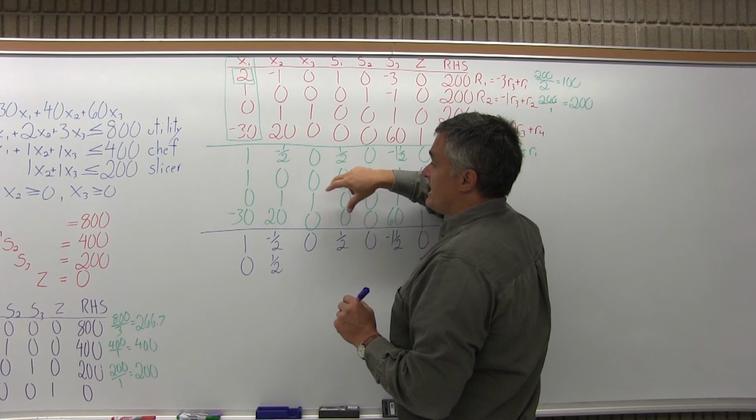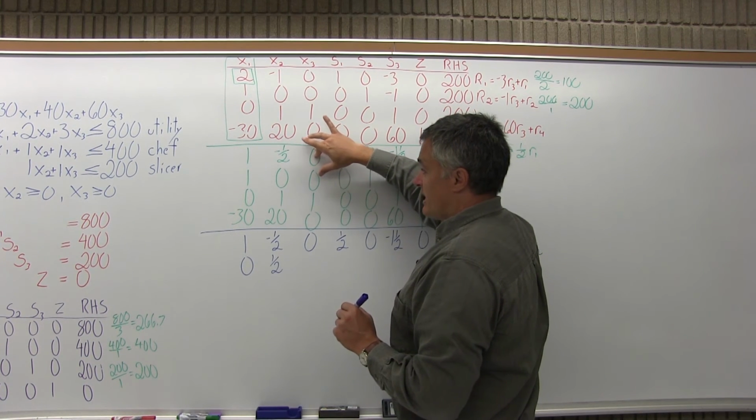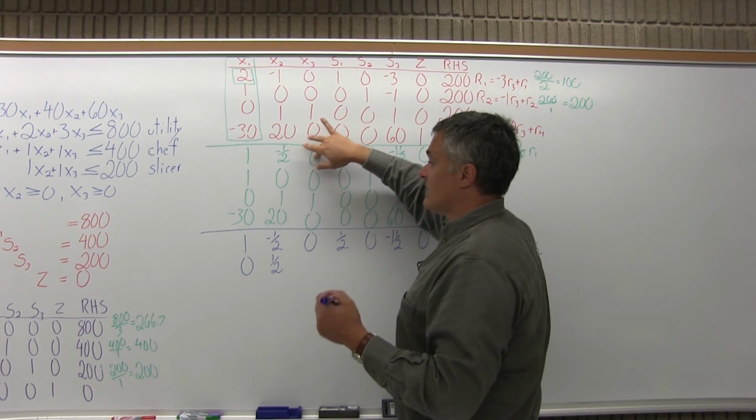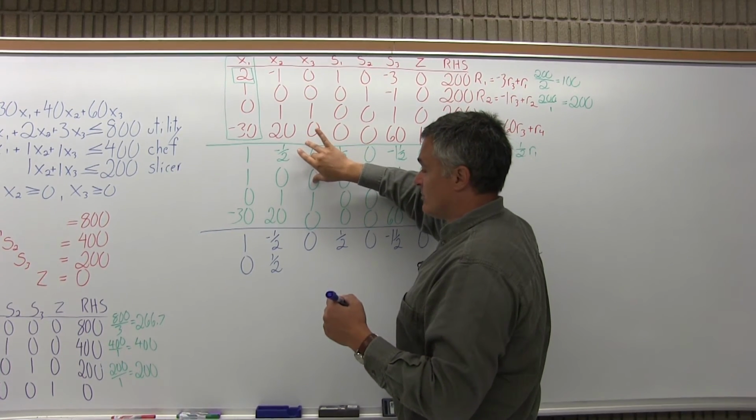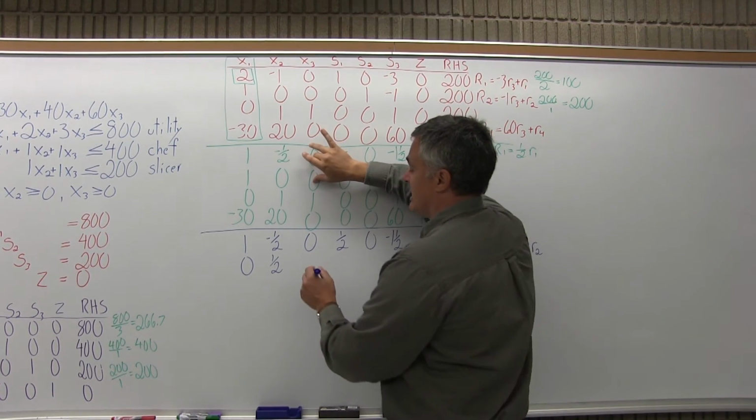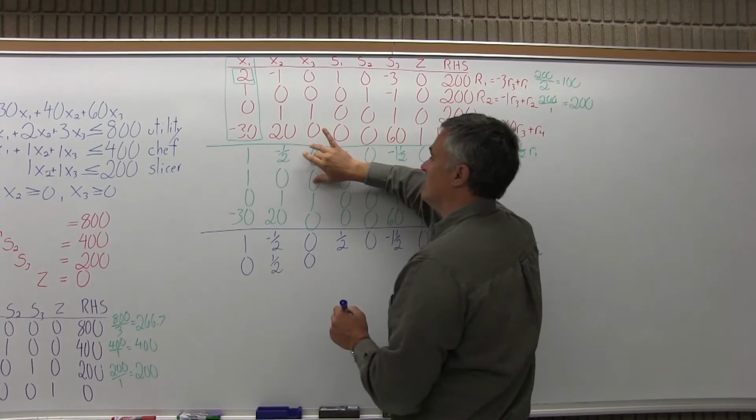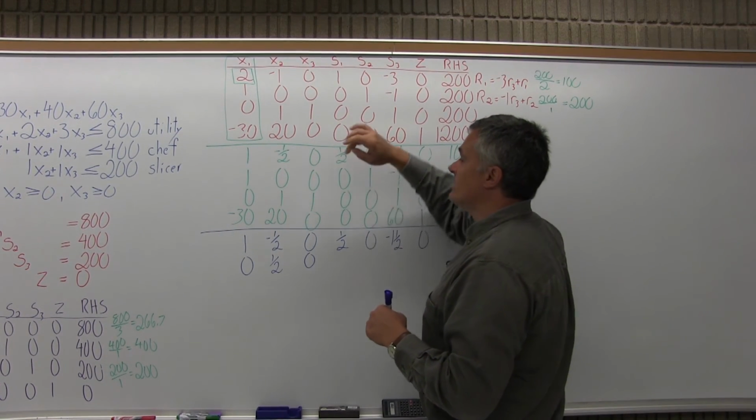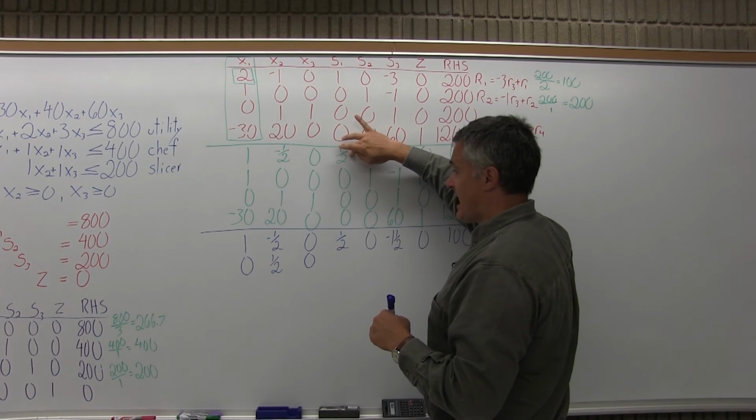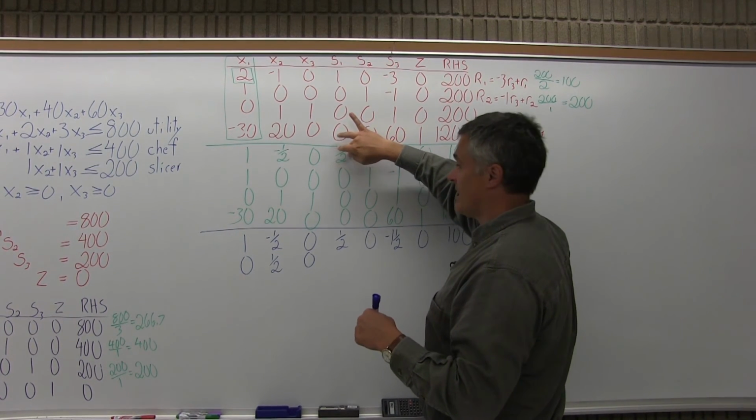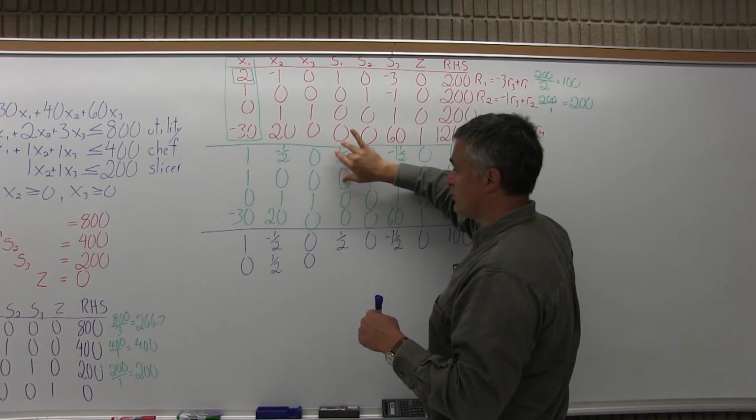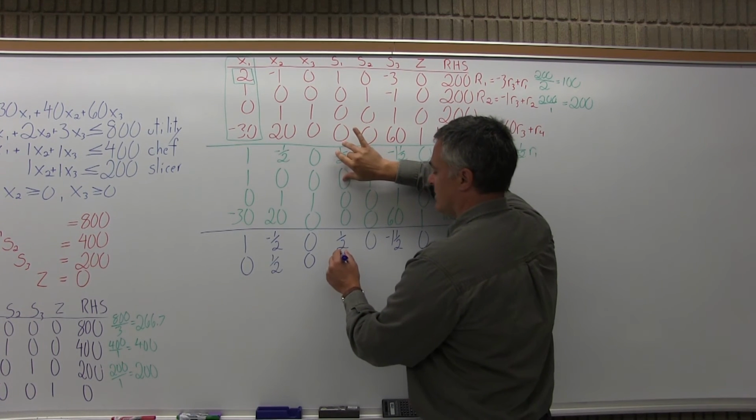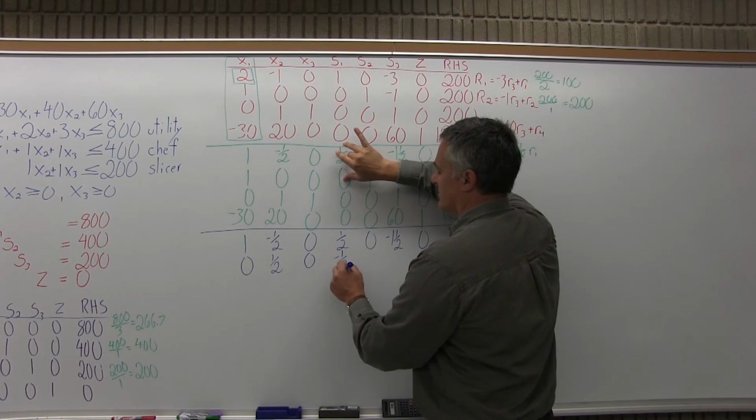The next column is the x3 column. You're going to do -1 times row 1 is -1 times 0. That gives you a 0. You're going to add that to row 2. So you're going to add 0 plus another 0. So that's 0. In the S1 column, -1 times row 1 is -1 times 1/2, which is -1/2. You're going to add that -1/2 to what's in row 2. So you're going to add -1/2 plus 0, which is -1/2.